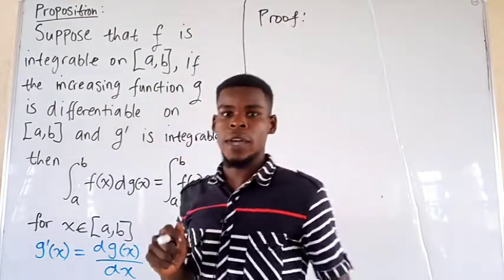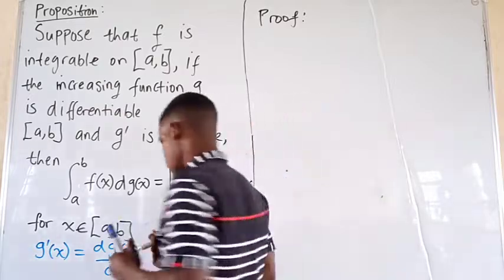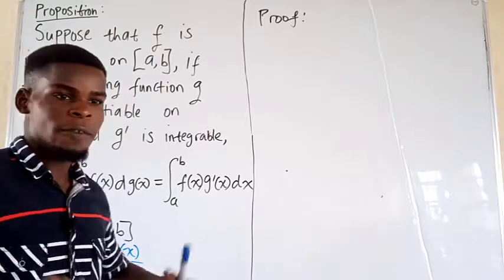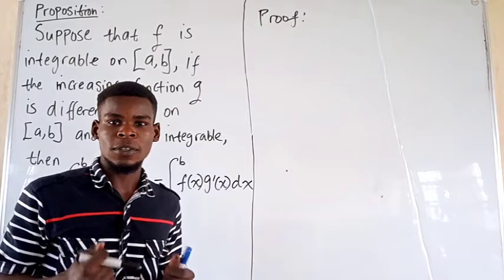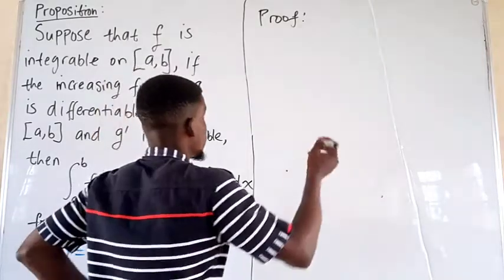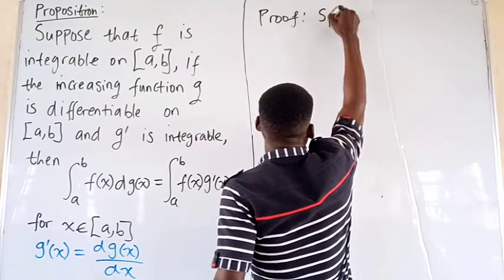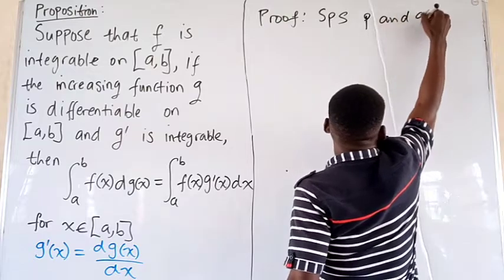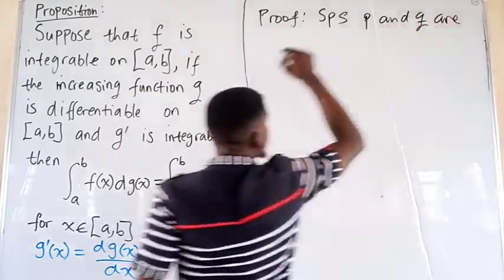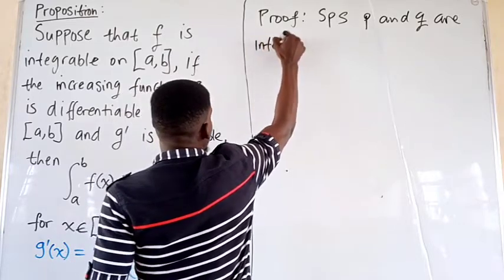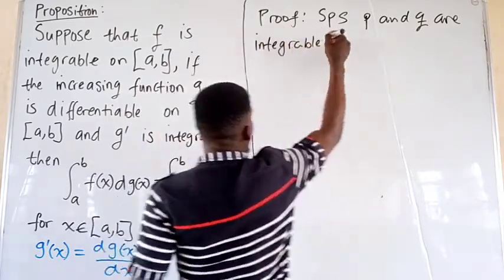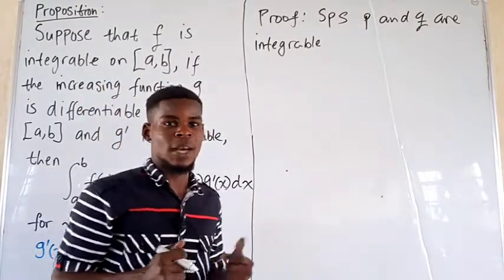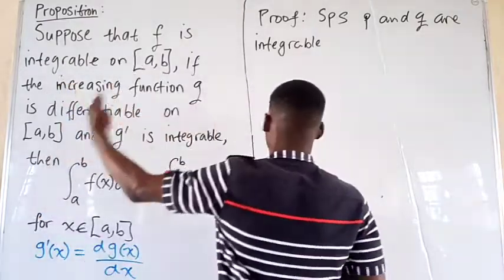We have a very important property, one of the basic properties of Riemann integrable functions, that if we have two functions which are integrable, then their product is also integrable. Let me just put it down real quick. Suppose P and Q are integrable. Whenever I say integrable, I'm talking about Riemann integrable. So all this is just Riemann integrable functions.